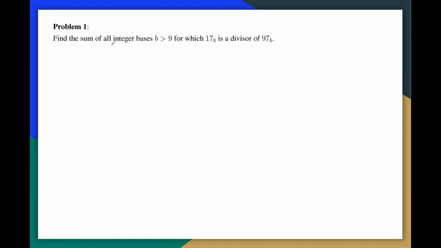So the first problem asks for the sum of all integer bases b larger than 9 for which 17 base b is a divisor of 97 base b. So we do have a couple of ways. Maybe for the first approach, we can change into base 10.